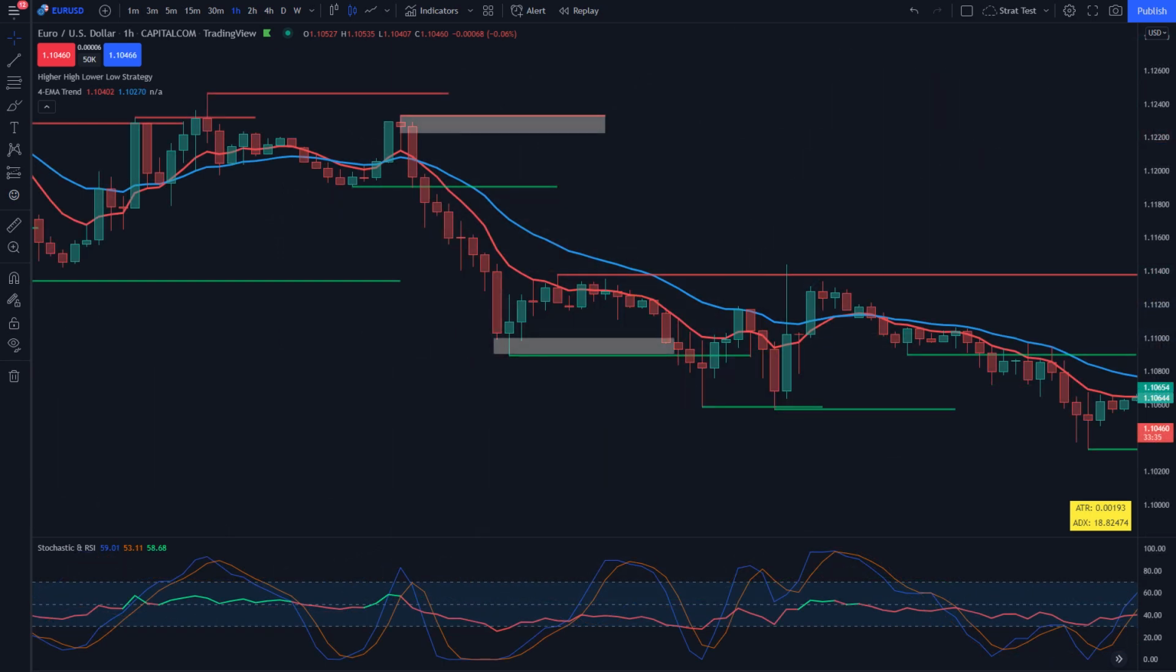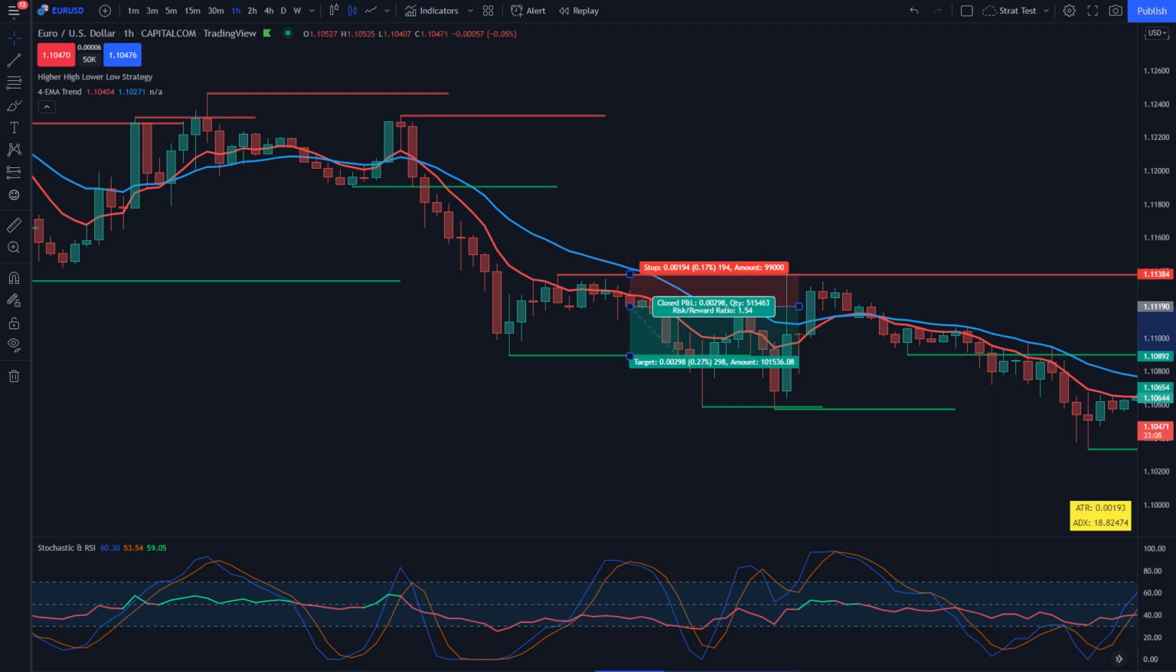Here you see we have a downtrend with lower highs and lower lows. And after this big move to the downside, I see a pullback, stochastics overbought and crossing to the downside. 8 EMA is below the 20 EMA. And you see the risk to reward is about 1 to 1.5. And again, we won this trade.